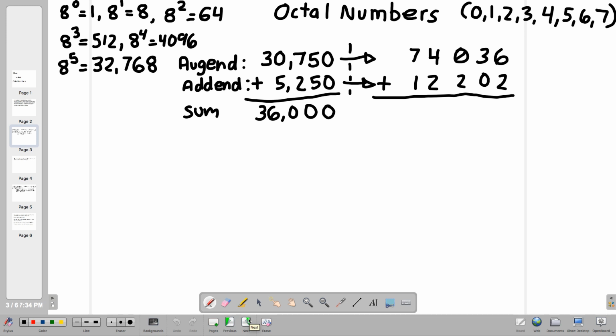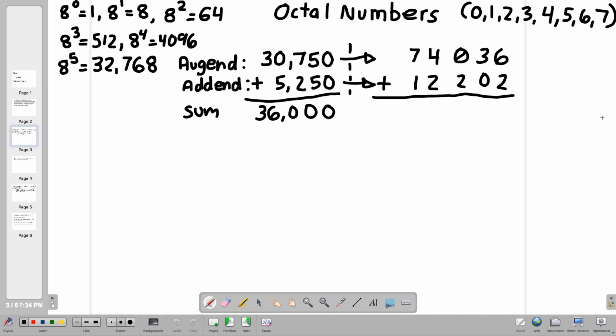Okay, so with addition, we have the terms involved. We have augend, addend, and sum. For this example, we have the decimal representation. For augend, we have 30,750. For the addend, we have the value 5,250. And our expected sum is 36,000.